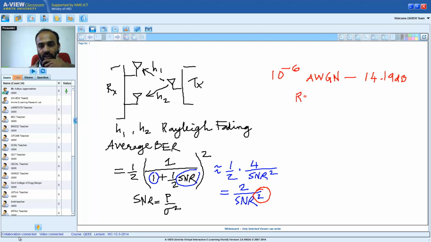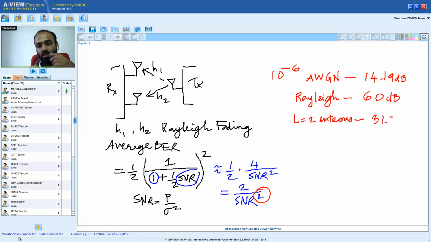Similarly, in a Rayleigh fading channel, correct, I'm getting the answer from several people, very good. For a Rayleigh fading channel, what is the SNR required? That is 60 dB, that is very high because it decreases as 1 over SNR. And now with two antennas, with L equals 2 antennas, what is the SNR that is required? The SNR that is required is 31.5 dB.